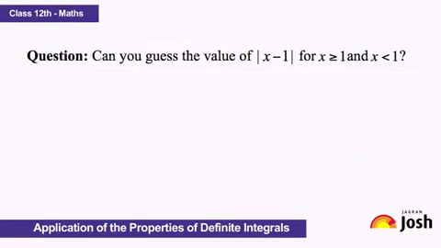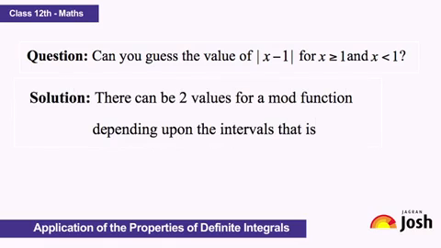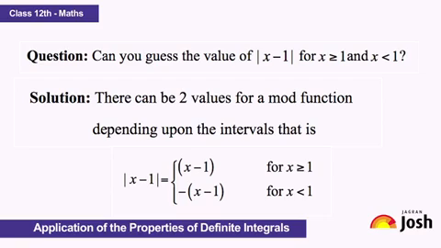Can you guess the value of mod x minus 1 for x greater than or equal to 1 and x less than 1? The solution is, there can be two values for a mod function depending upon the intervals. That is, mod of x minus 1 is equal to x minus 1 for x greater than or equal to 1 and minus of x minus 1 for x less than 1.